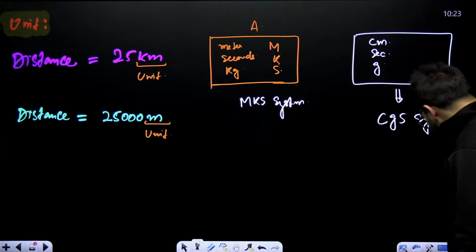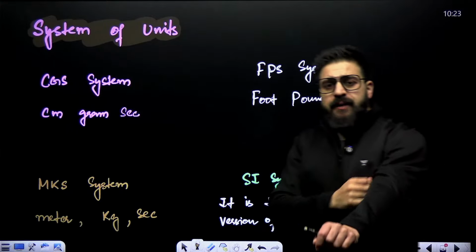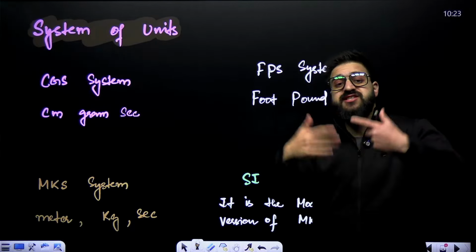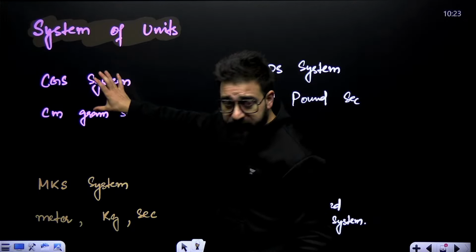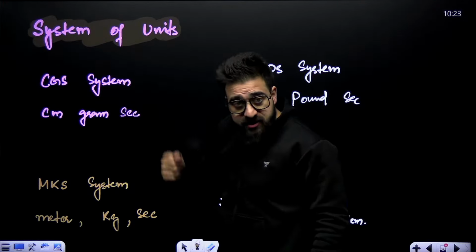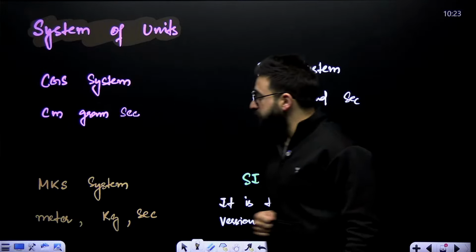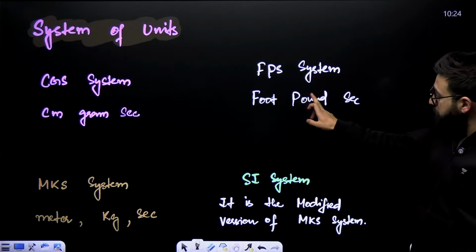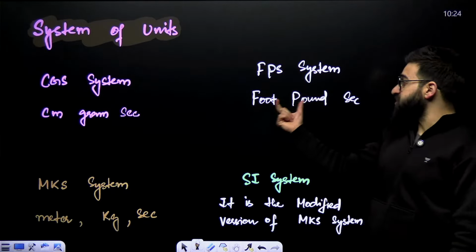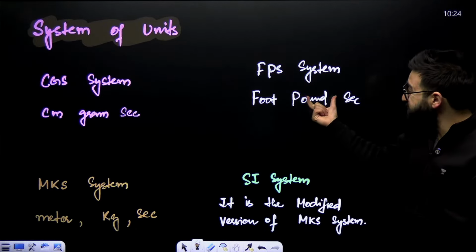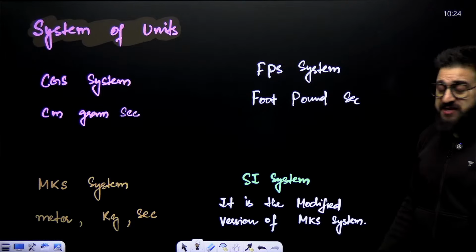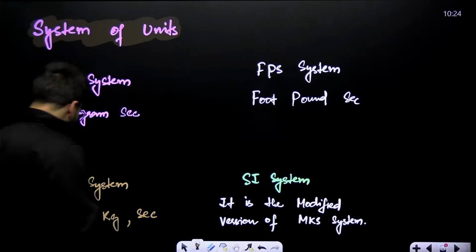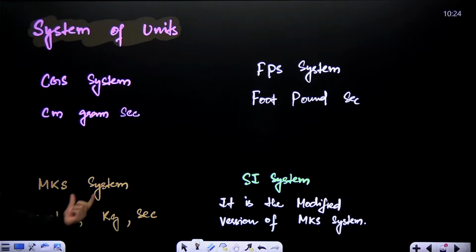Similarly, back in time, there were different groups of people following different systems of units. A particular country was following the CGS system, that is centimeter gram second. Another one was following the FPS system, that is foot pound second. They were measuring the distance in foot, the mass in pound, and the time in second. Similarly, another country was following the MKS system, meter kg second.